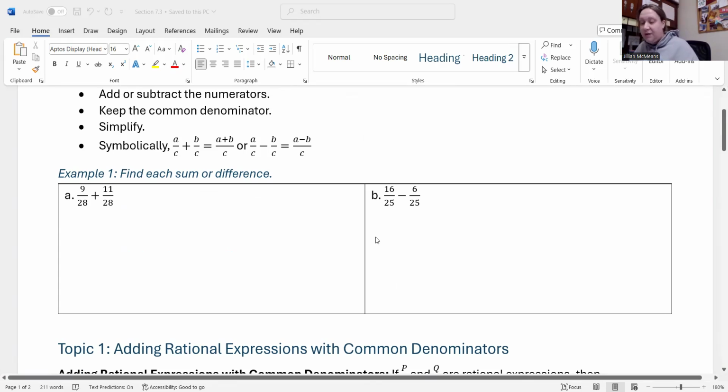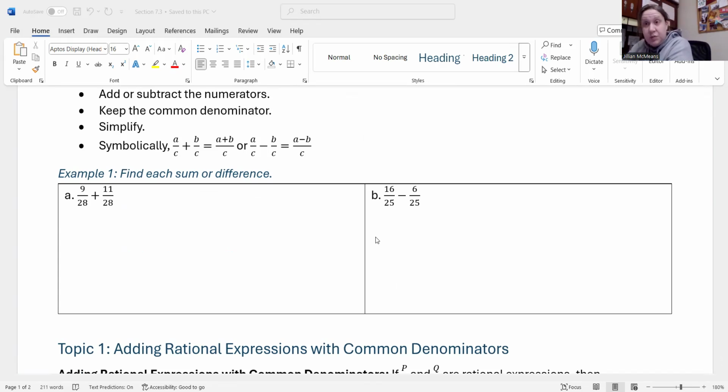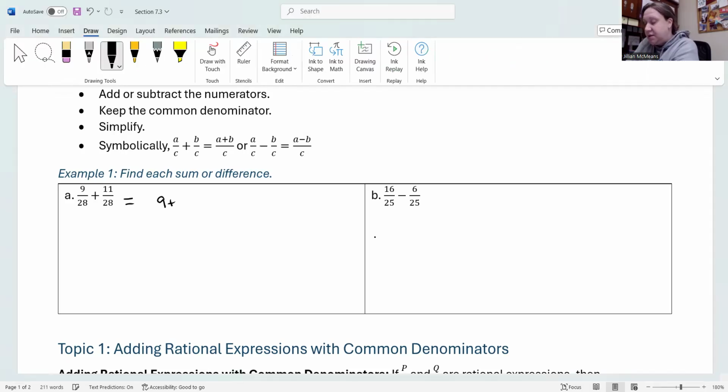So in part A, we have 9 over 28 plus 11 over 28. Notice we have a common denominator, so that allows me to say that this is 9 plus 11 over 28. Well, 9 plus 11 is 20, and then I get 20 over 28. And at this point, you have to reduce your fraction. You wouldn't want to reduce sooner if it was possible. In this case, neither of the two fractions could be reduced, but you wouldn't want to reduce then because once you reduce, you wouldn't necessarily have common denominators. That's why we have to make sure we reduce at the end.